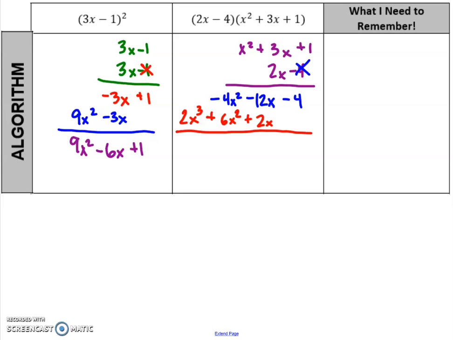All right, and then we combine like terms. So 2x cubed, negative 4x squared plus 6x squared is going to be 2x squared. Negative 12x plus 2x is going to be minus 10x. And then we have negative 4 at the end.